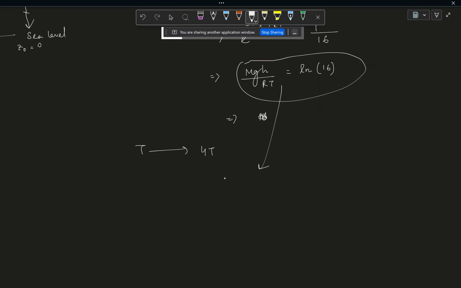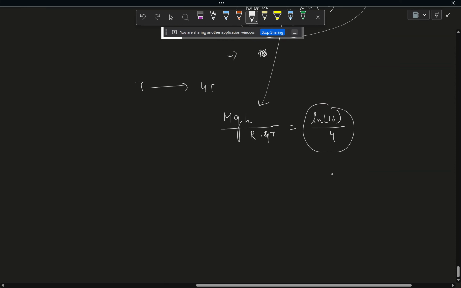So all other terms will remain constant, because mass will not change by temperature, gravitational acceleration will not change by temperature, height will be fixed, R is also a universal constant, no change. Only the temperature term is what is going to change in this whole term. So instead of T, this becomes 4T. So the value will now become ln of 16 by 4, because there is an additional division by 4 now present.